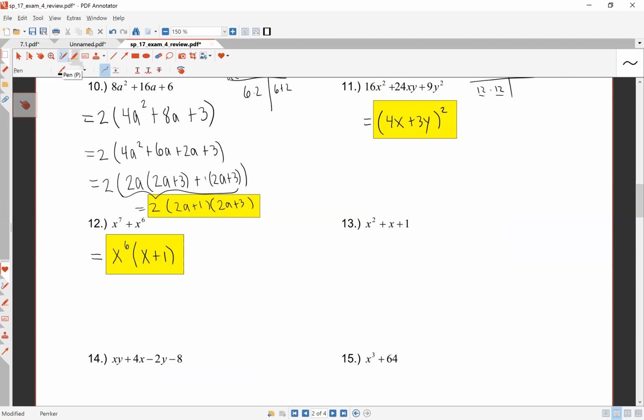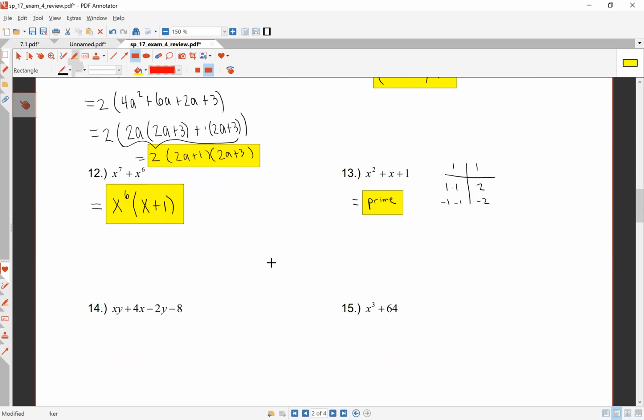And then number 13 is a trinomial. And the AC method says product of two numbers is 1 that adds to 1. To get 1 is 1 times 1, but 1 plus 1 is 2. -1 times -1 is +1. Add those and I get -2. Neither of those is going to give us 1. And so this is a prime polynomial. Nothing we can do to factor that.